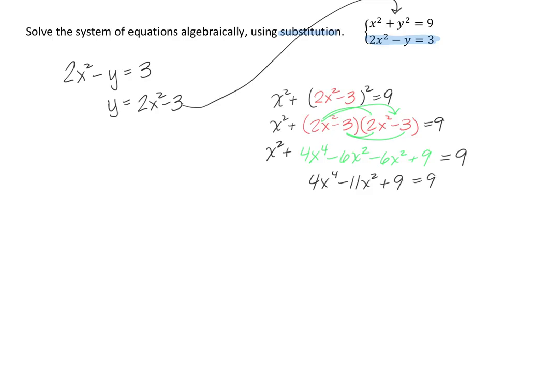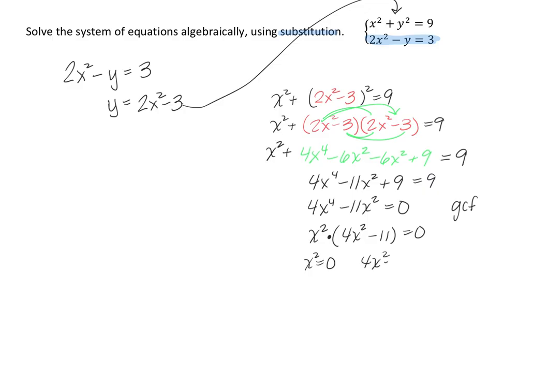And then we'll want to subtract the 9. So now we'll have 4x to the 4th minus 12x squared, and the 9 subtracts out, and this is equal to 0. Then we'll notice that we have a greatest common factor of an x squared, so we'll factor out an x squared. That leaves us with 4x to the 2nd power minus 11. And then because this is a product, we have that zero product property where we're going to set each factor equal to 0. And in doing that, you'll see we're going to get multiple solutions here.